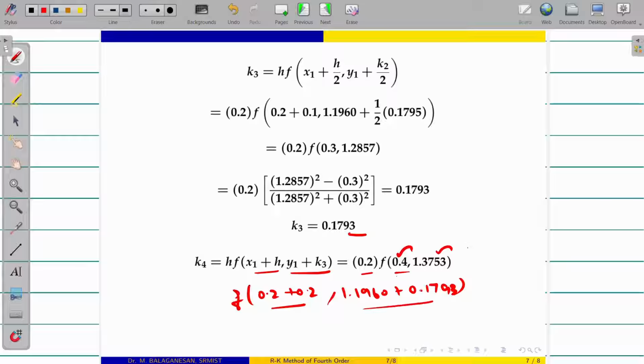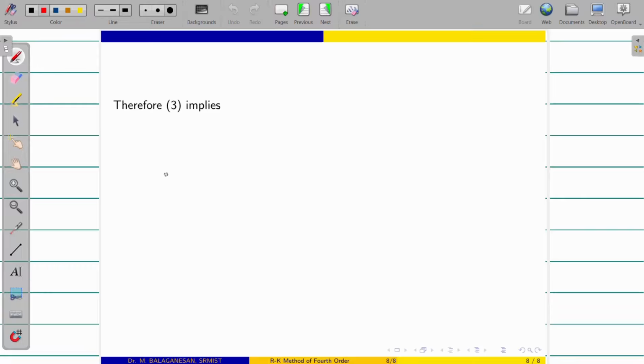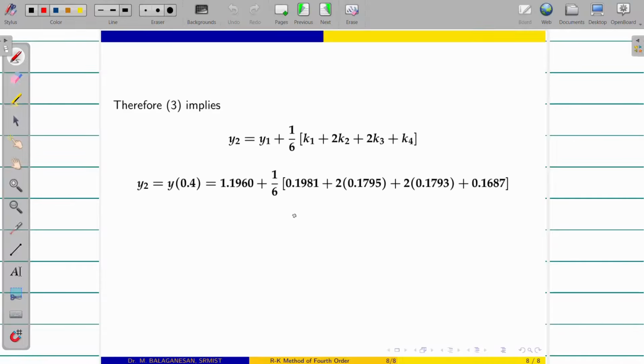Now we have to replace x by this, y by this in the given function. Look at that. In the place of x, we are getting 0.4. In the place of y, the given function is y square minus x square by y square plus x square. Substituting, we get 0.1687. So we found all the values of K1, K2, K3, K4. We should substitute in the previous equation number 3. Substitute it here. Simplify that. We can get the answer.